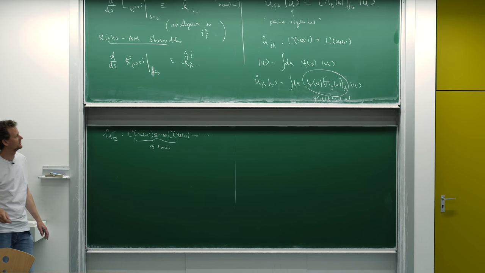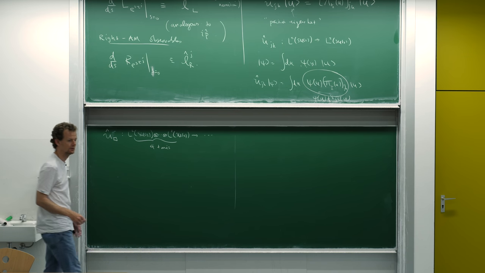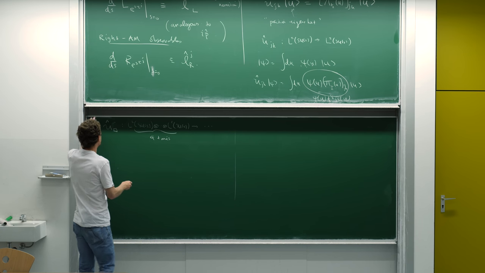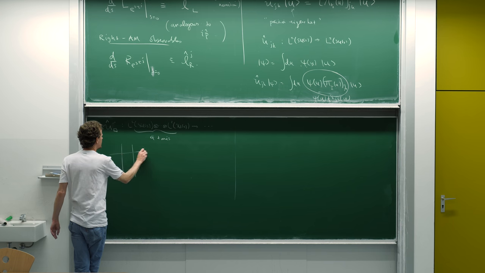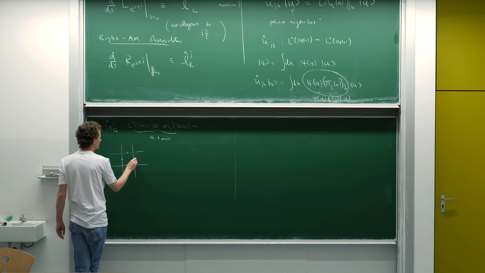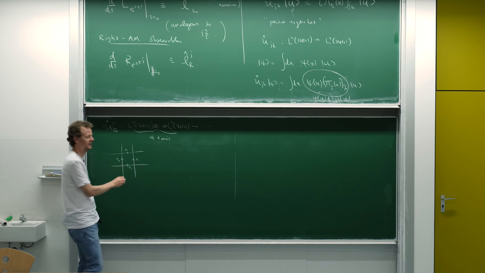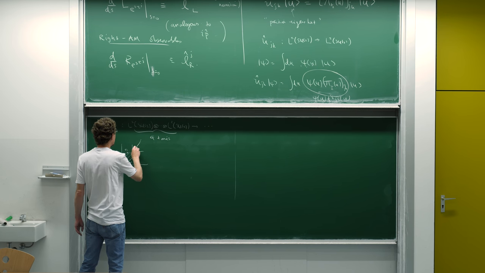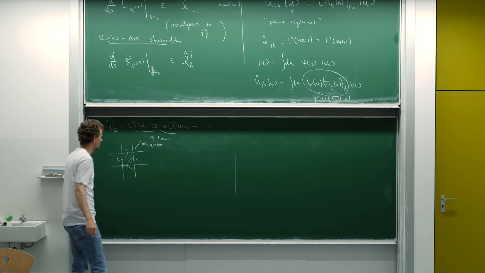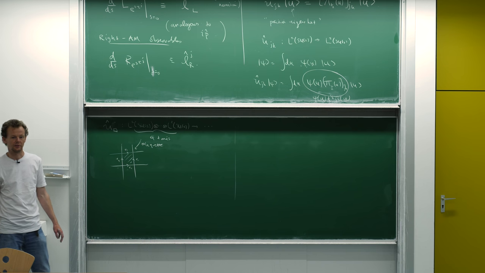So how do we build this operator? This is the most complicated operator in the whole story. So if we go back to our original lattice, and we label these links as E1, E2, E3, and E4. There's four links in this plaquette. This is a plaquette here. And there's four links involved in that plaquette.